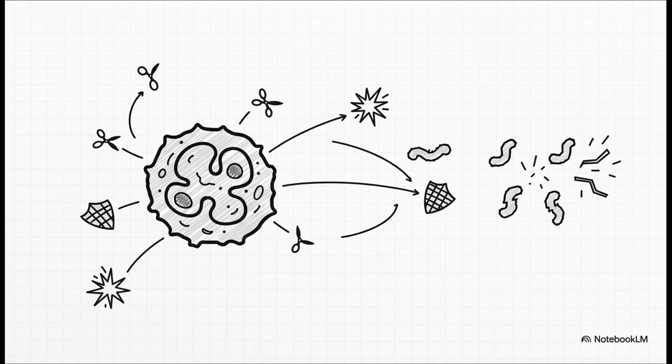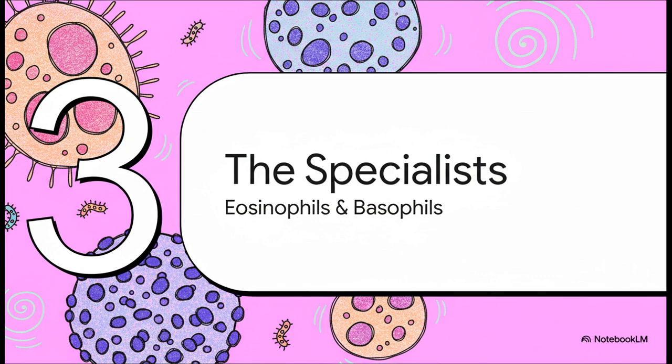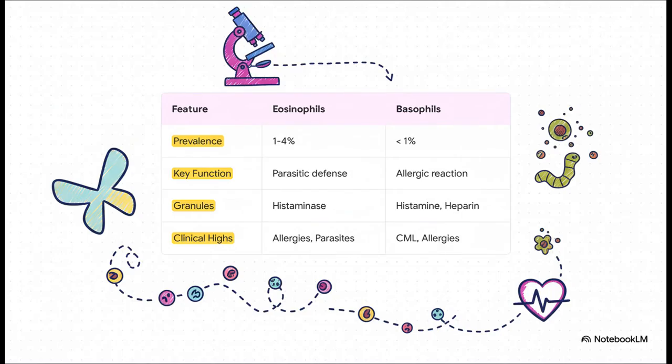It's a powerful attack, but it's also pretty indiscriminate, which is why chronic neutrophilic inflammation can cause a lot of collateral tissue damage. All right, next up, let's turn to the less common granulocytes. If neutrophils are our general infantry, then you can think of eosinophils and basophils as the special forces. They're called in for very specific missions. Eosinophils and basophils have very distinct roles.